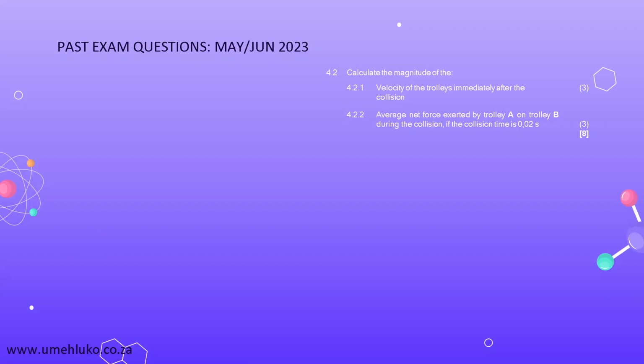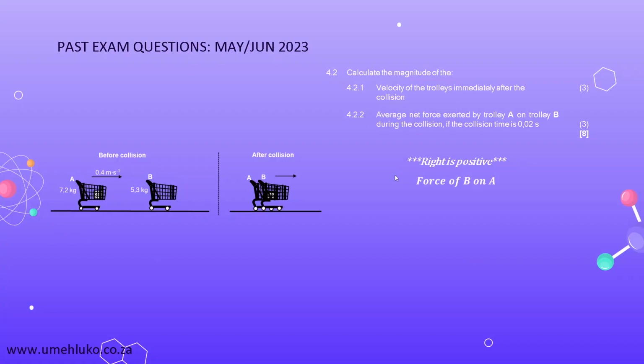The second question asks about the average net force. Calculate the magnitude of the average net force exerted by trolley A on trolley B during the collision. The collision time was 0.02 seconds. That's what we mean by the contact time.